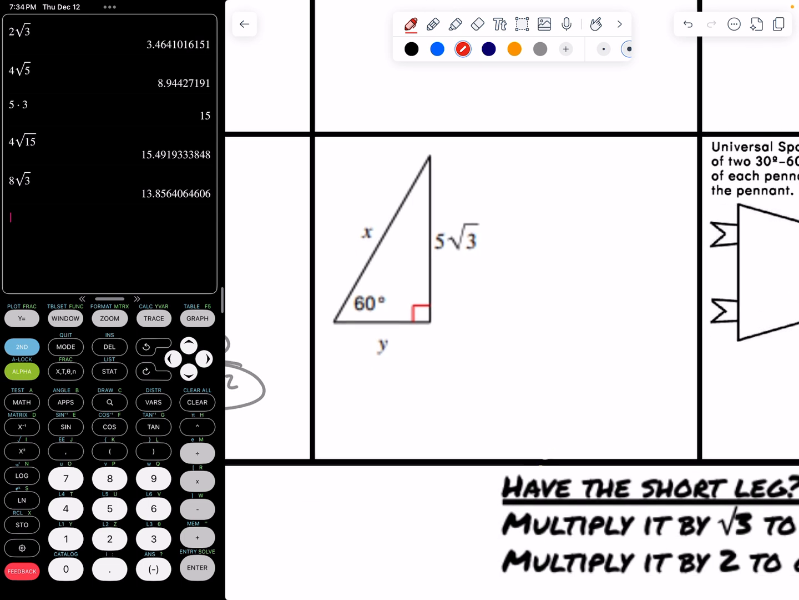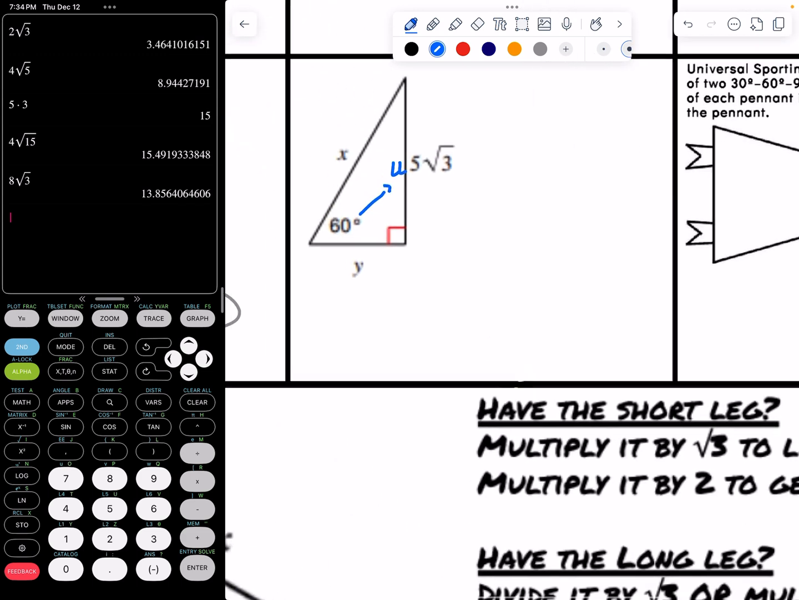Okay? Here's a different one. On this one, we have our long leg as 5 root 3. We're given our long leg. We'll go on ahead and label everything.